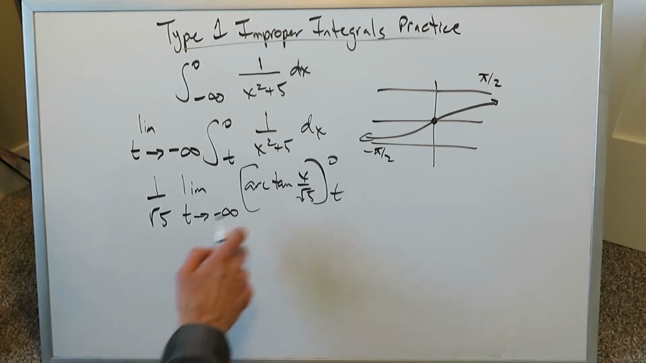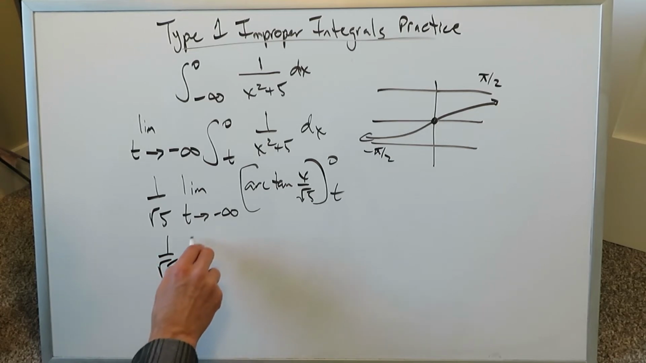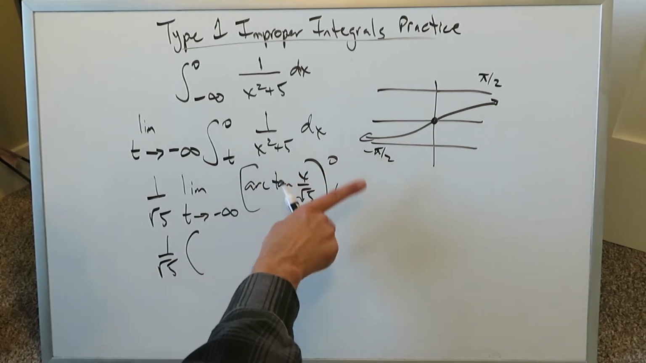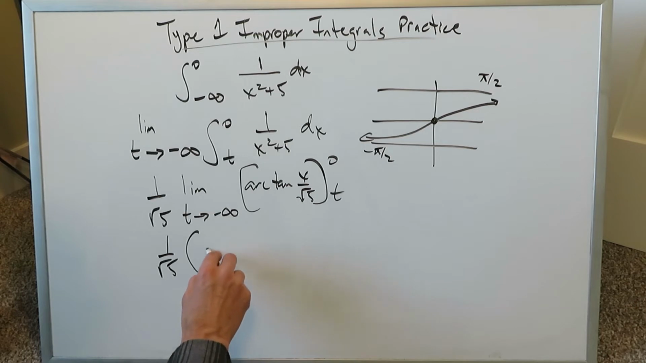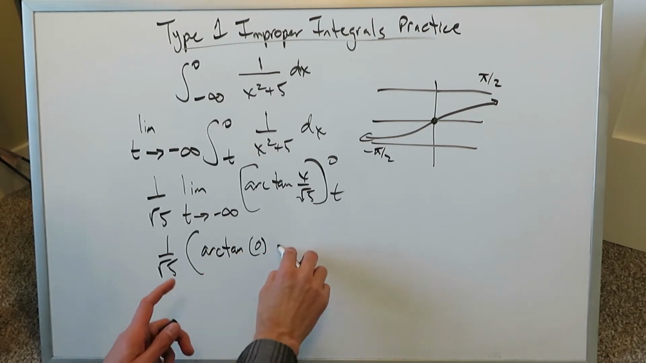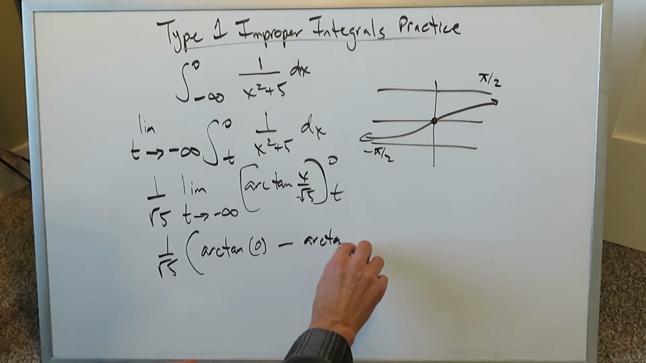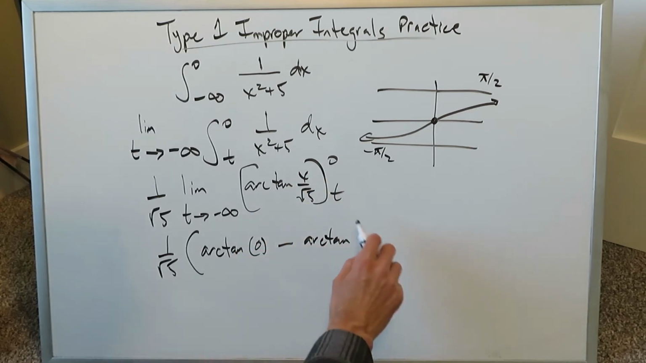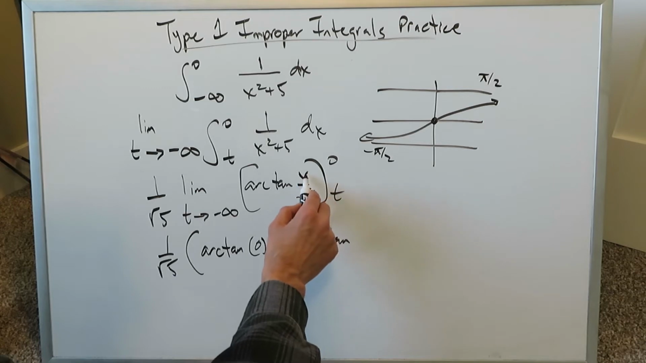Let's finish this. We'll have 1 over root 5, then upper limit, lower limit, and the difference of the two. We'll have arctan, or inverse tan, 0 minus arctan 0 over root 5, which was just a 0. Here I have to put t in the place of x.